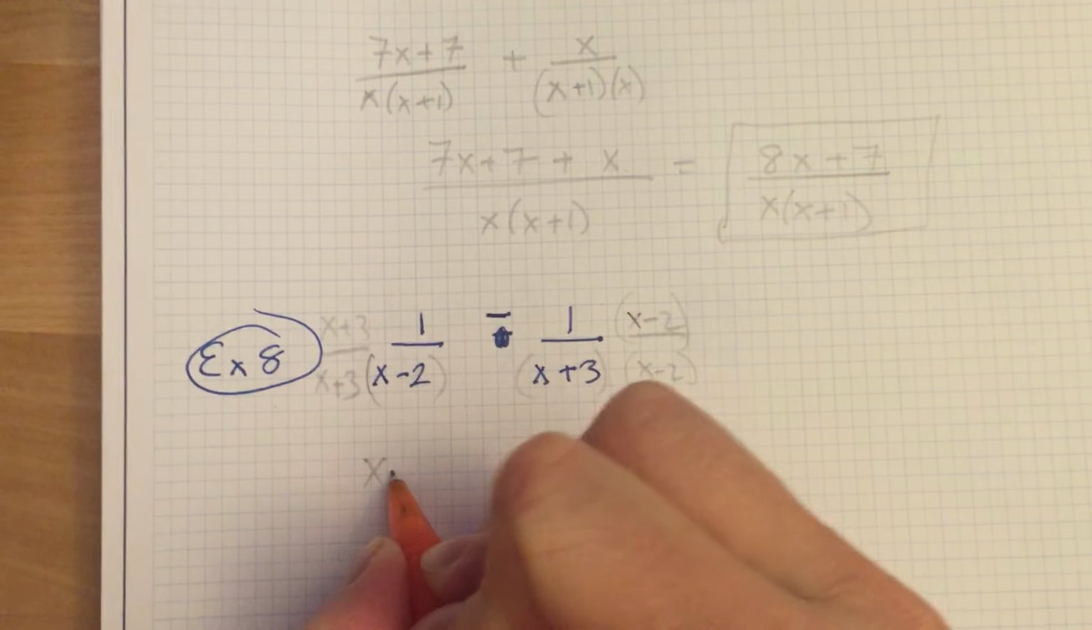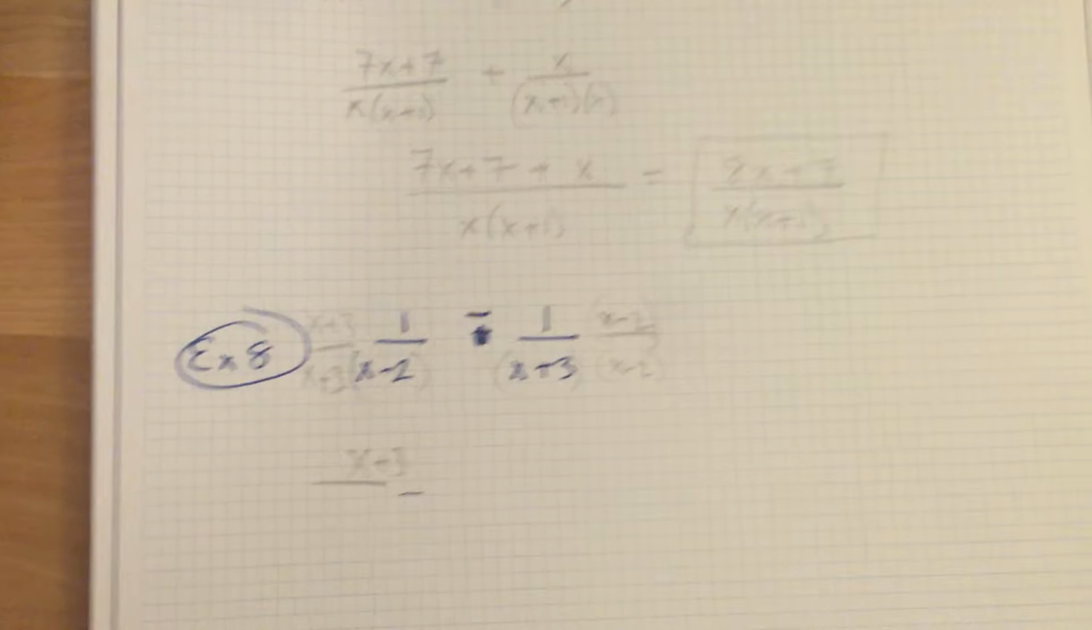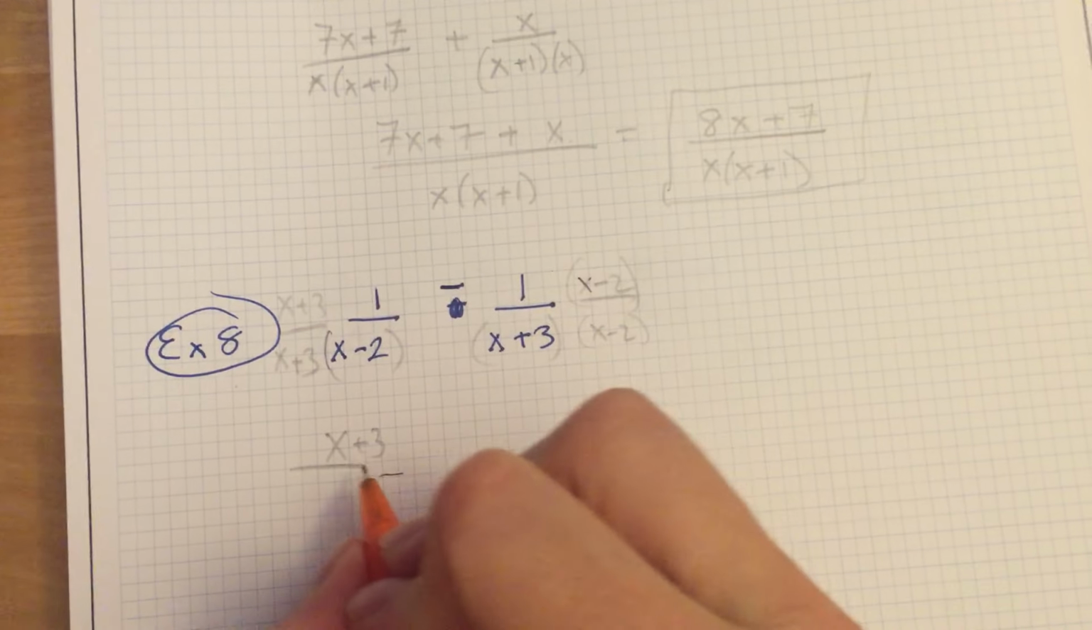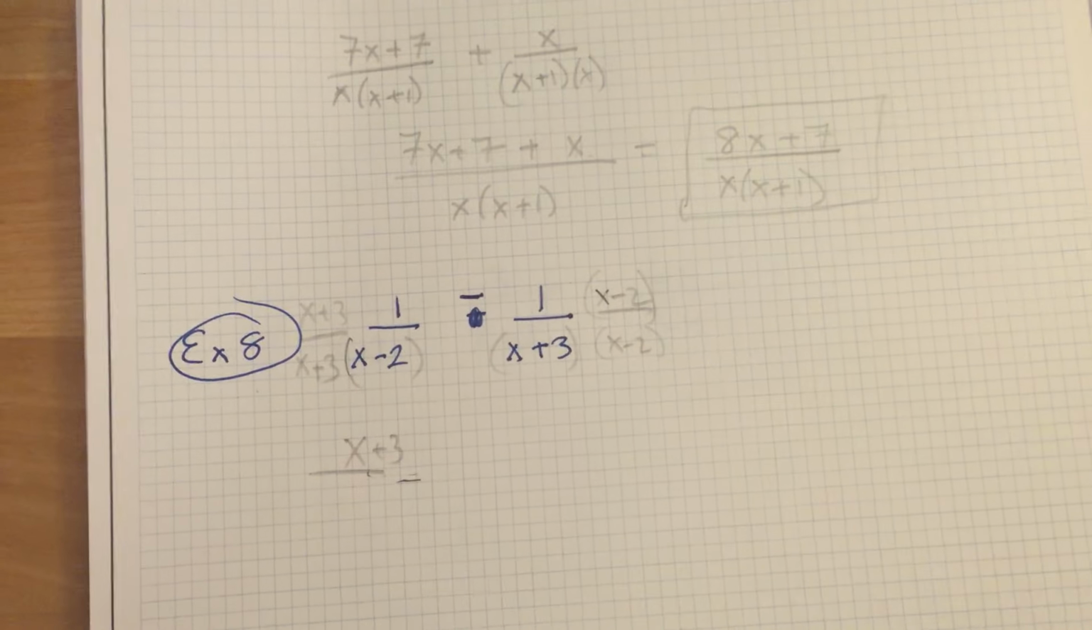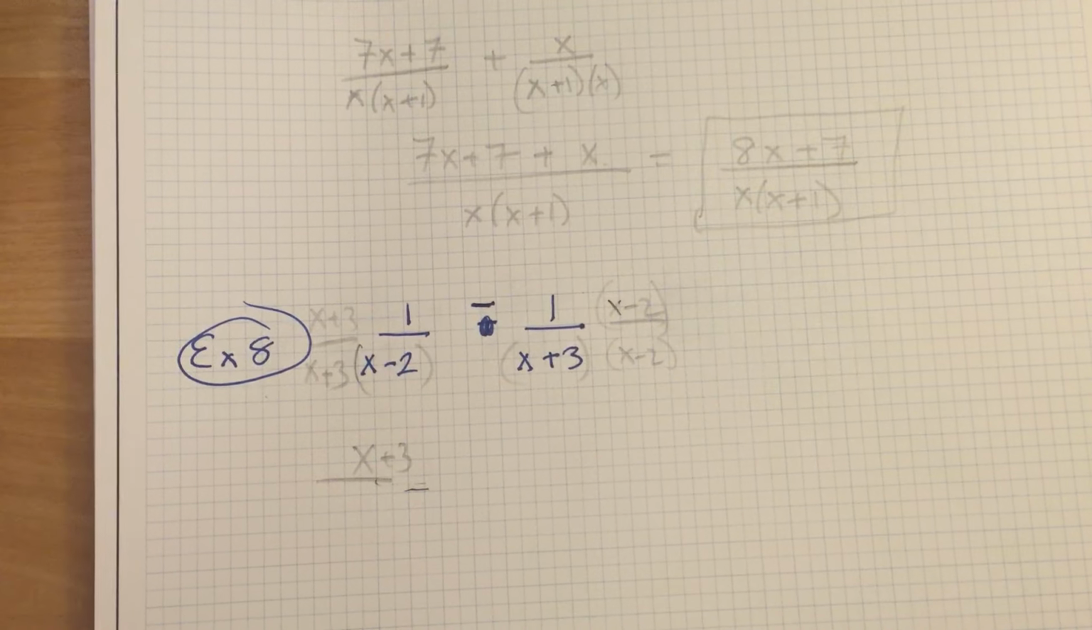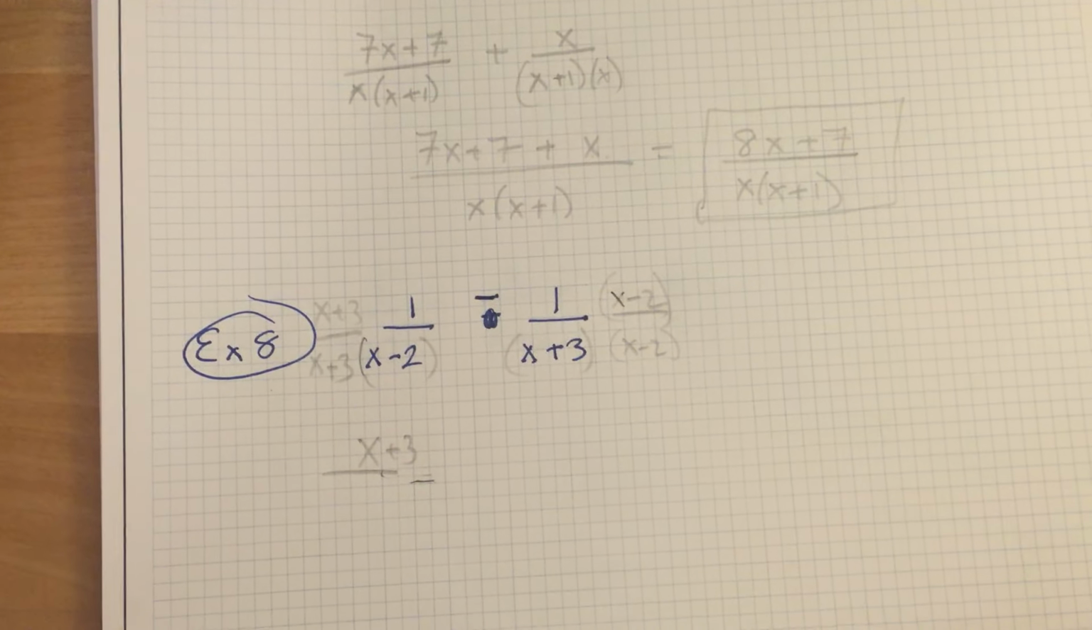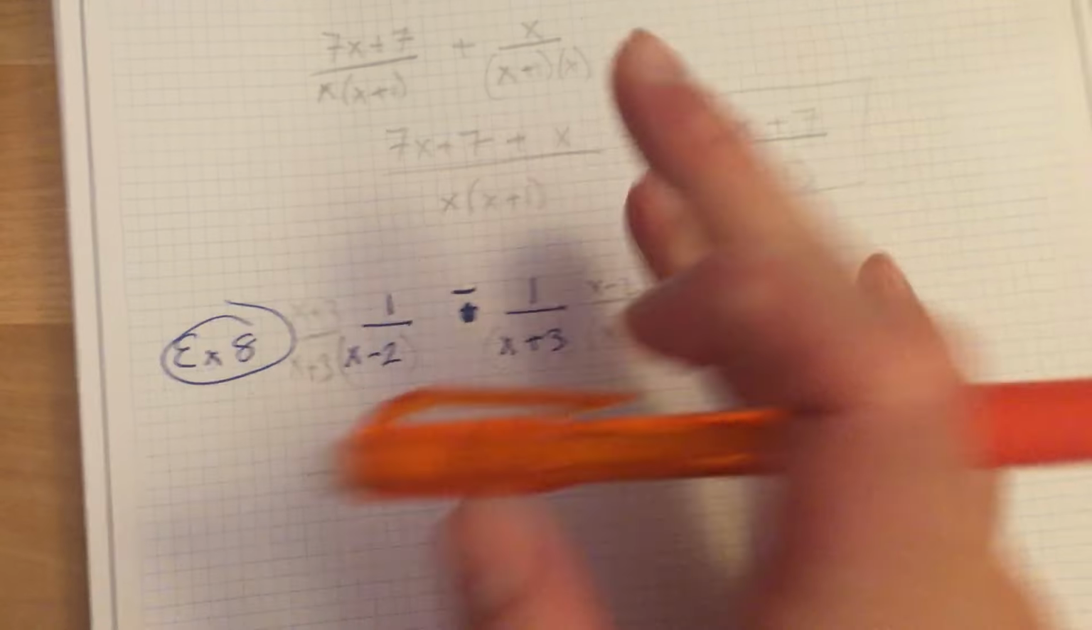So distribute, so x plus 3. Oops. There we go. X. Technical difficulties. I ran out of lead. Hold on. Okay.